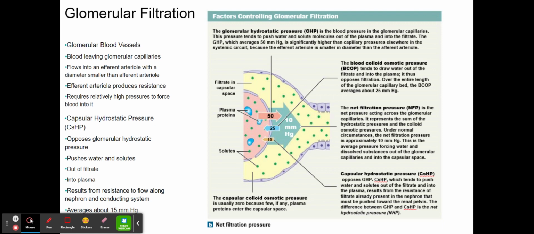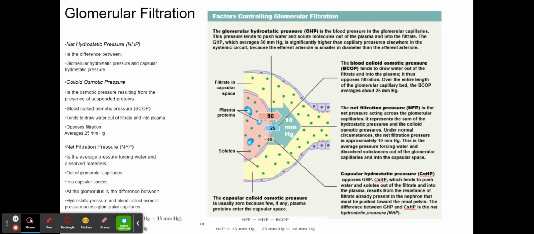As a result, glomerular pressures are similar to those of smaller arteries. These pressures average about 50 instead of the typical 35 of peripheral capillaries. Capsular hydrostatic pressure, or CSHP, opposes the glomerular hydrostatic pressure. This pressure results from the resistance to flow along the nephron and the conducting system. Before any filtrate can enter the capsule, some of the filtrate already present must be forced into the PCT. The CSHP averages about 15.